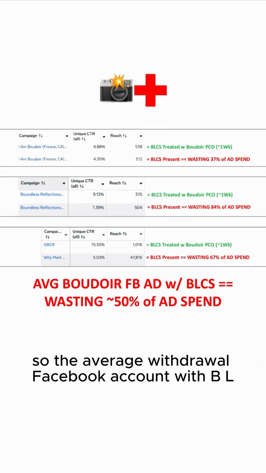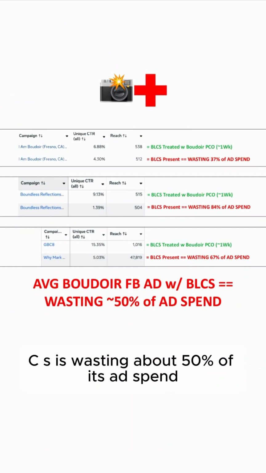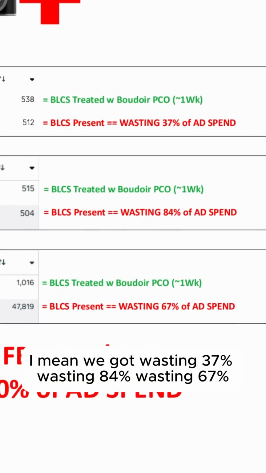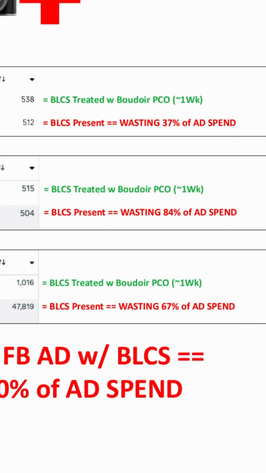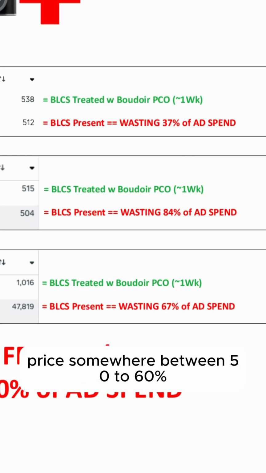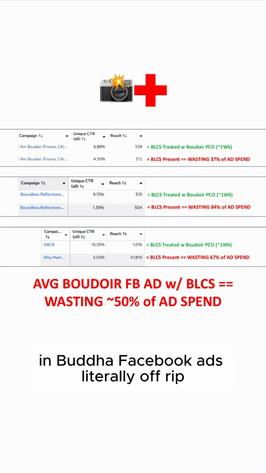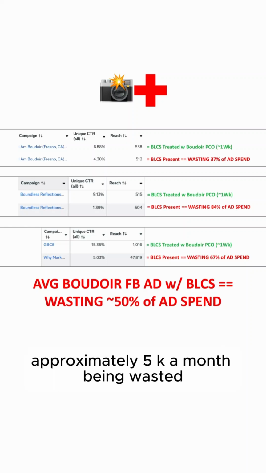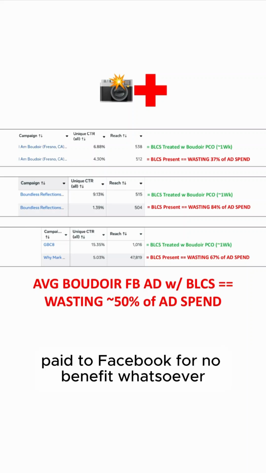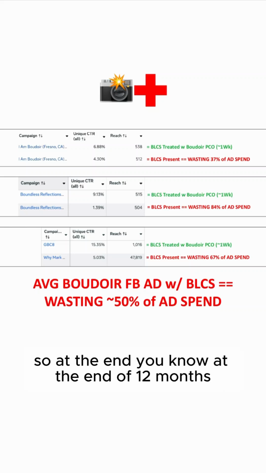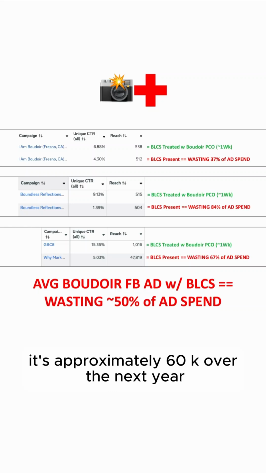So the average Boudoir Facebook ad with BLCS is wasting about 50% of its ad spend. So look at the numbers right here. We got wasting 37%, wasting 84%, wasting 67%. Take the average of these numbers, probably somewhere between 50 to 60%. So that means for Boudoir Facebook advertisers spending more than 10 grand a month in Boudoir Facebook ads, literally off the rip, approximately 5K a month is being wasted, paid to Facebook for no benefit whatsoever. And that's every single month. So at the end of 12 months, it's approximately 60K over the next year.